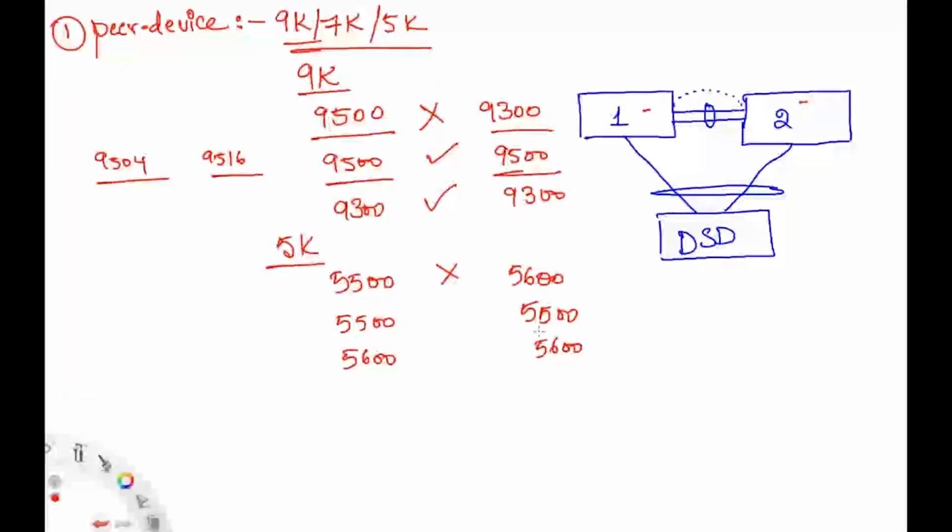Hardware model does not matter. A 5548 you can pair with a 5596. It's completely okay. Similarly, a 5600 with another 5600. The device does not matter as long as they belong to the same series. All right. What about 7K?